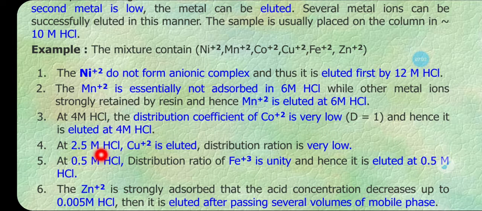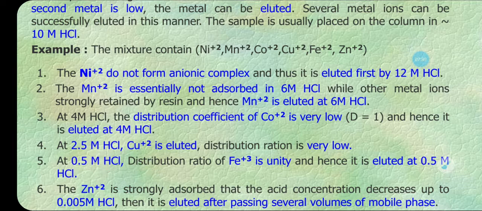If we again change the concentration of HCl, at 2.5 molar HCl, Cu+2 is eluted because the distribution ratio of Cu+2 HCl complexes is very low. That means at 2.5 molar, Cu+2 is easily separated. Again we can change the concentration of HCl to 0.5 molar HCl. The distribution ratio of Fe is unity or very low, hence it can be eluted at 0.5 molar HCl.